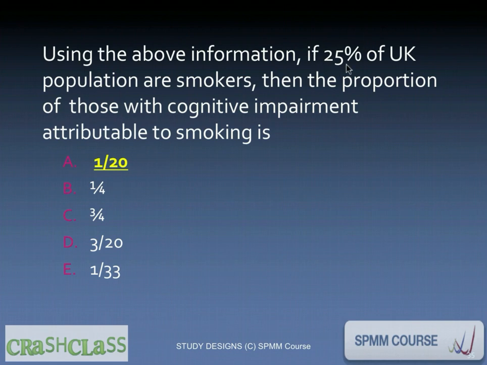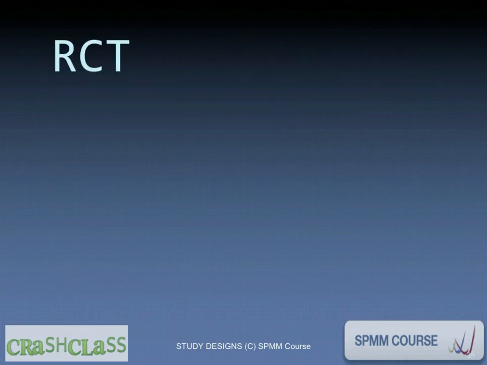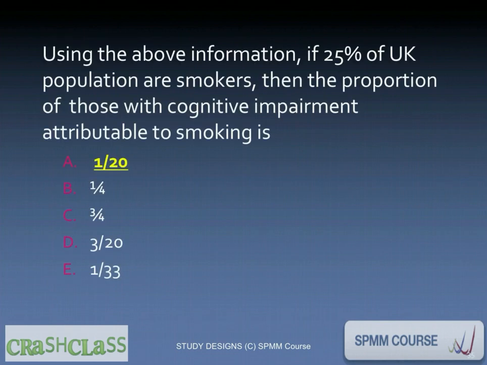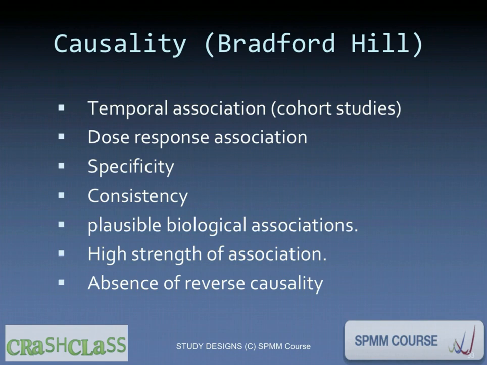You know 25% is the value given. 25 by 100 is the proportion of smokers. You multiply that by the ARR you calculated in the previous question, which is 20 by 100, and you get 1 by 20 as the right answer for this question. Okay, did you all get that? Good. Okay, let's move on. Before we move on to randomized control trials, I want to show you some information about causality.